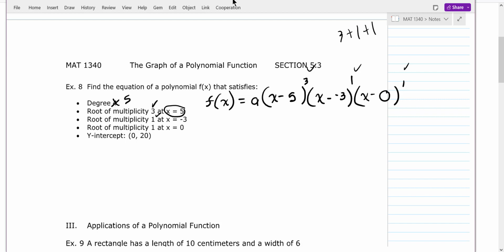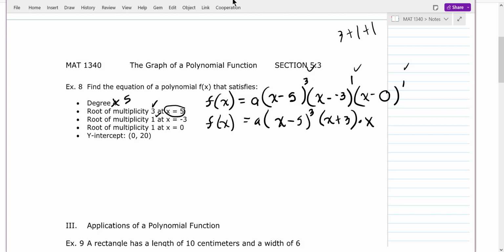Okay, go ahead and clean this up a little bit. Bring this down. This is f of x equals a. This is x minus 5 to the third. This is going to be x plus 3. You don't need to put the first power there. And then you don't really need to put x minus 0 to the first. You can just put an x there. X minus 0 is x, so we have that.